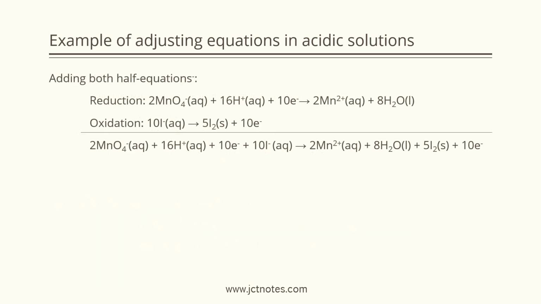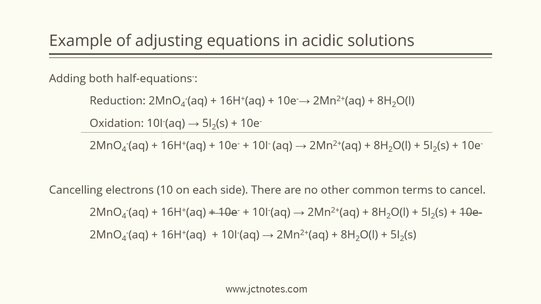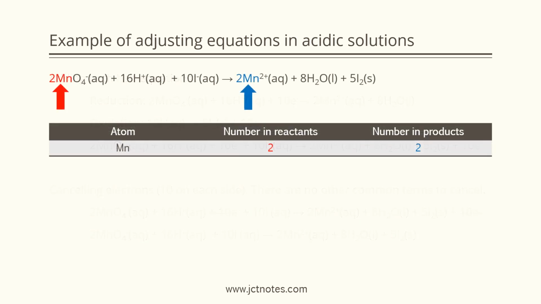With both half equations balanced, and with an equal number of electrons, we add both equations. You can pause the video for a moment to see it. The final step is to cancel electrons and common terms. We have 10 electrons in the product and reactants, we cancel them. There are no other common terms to cancel. We have balanced the equation.